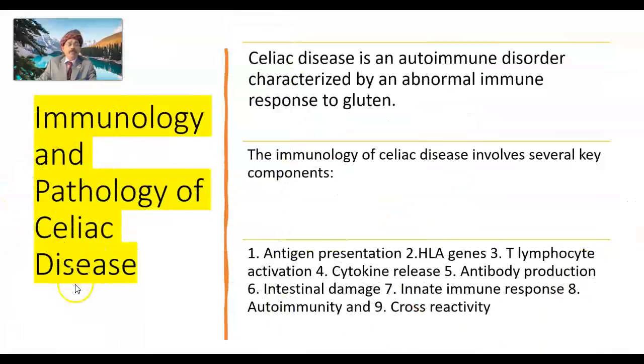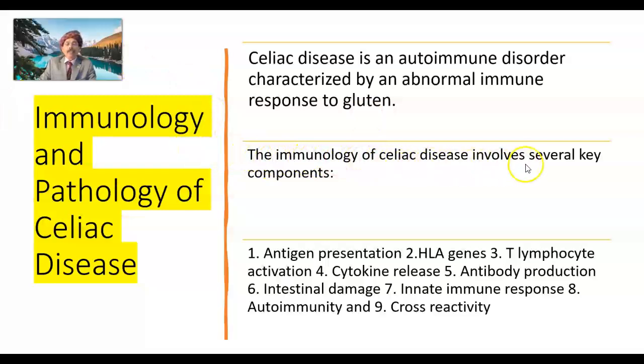Immunology and pathology of celiac disease. Celiac disease is an autoimmune disorder characterized by an abnormal immune response to gluten. So celiac disease is a little bit different from gluten hypersensitivity to some extent. This is an autoimmune problem, and gluten sensitivity is a slightly different entity with less severe problems.